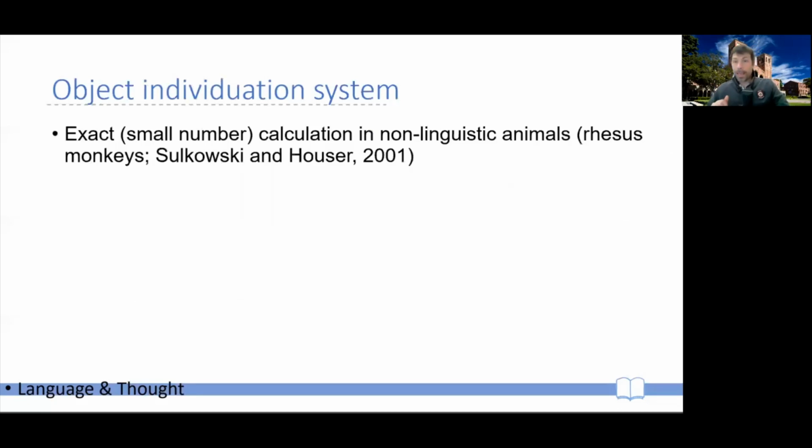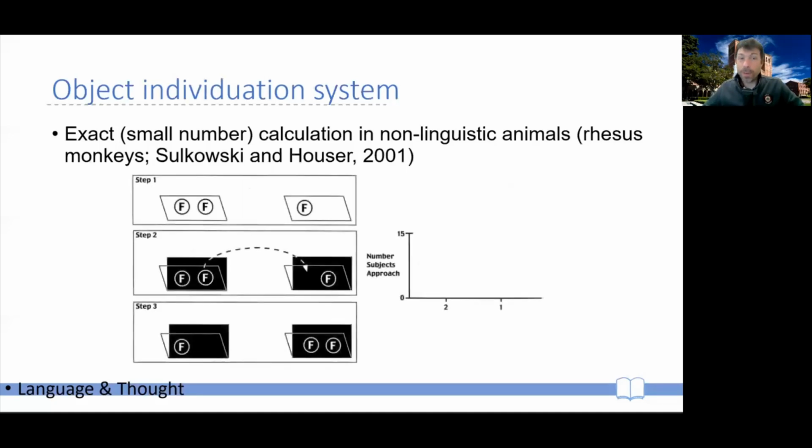Now, the same can be seen in non-human primates. In this experiment, rhesus monkeys were shown something very similar to the previous one, except it was done with grapes, I believe. So the setup is the same. There's one area here with 2 bits of food, maybe 2 grapes, and then here there's a single piece of food, and the monkey can see this.